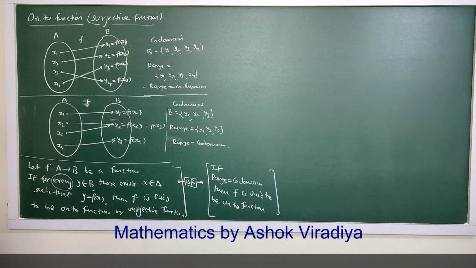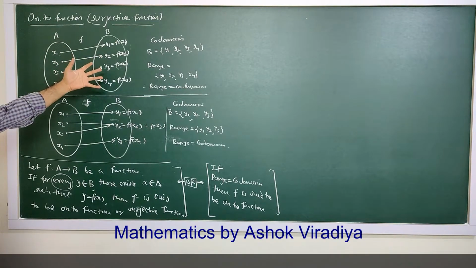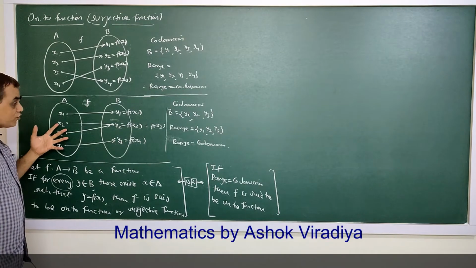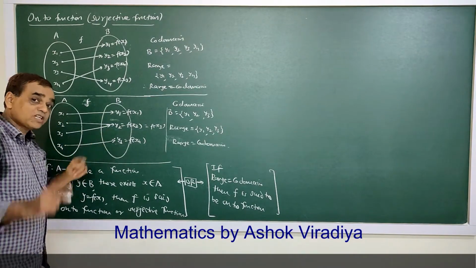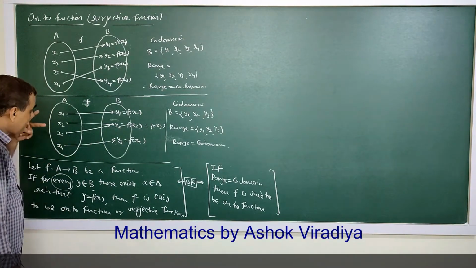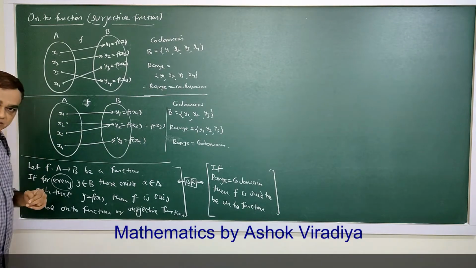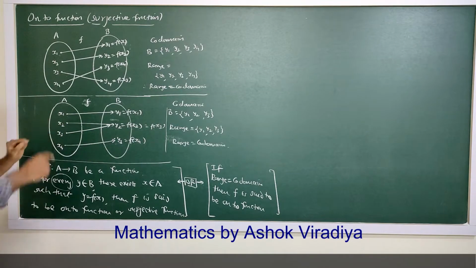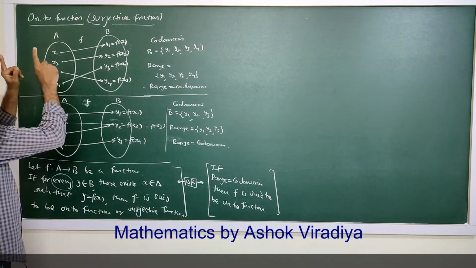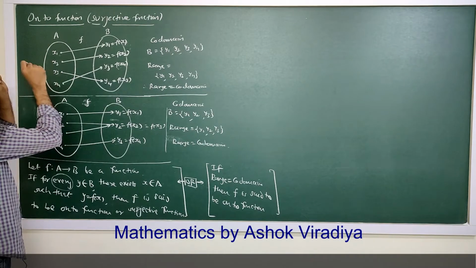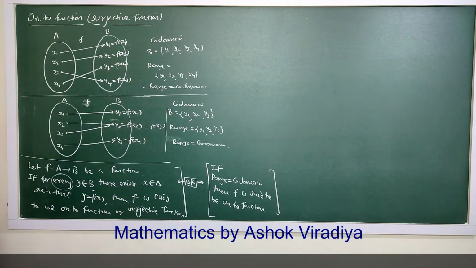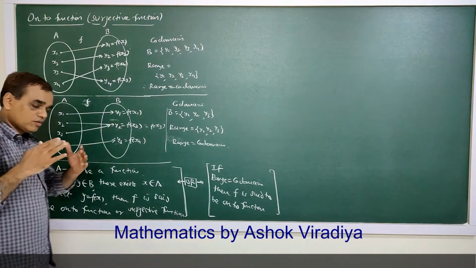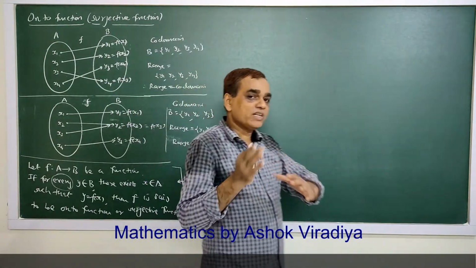Now see, this function is 1-1 and onto both. This function is onto but not 1-1. It is many-1, so this function is many-1, which means it is not 1-1 but onto. This is 1-1 and onto both. So remember this difference between 1-1 and onto functions.